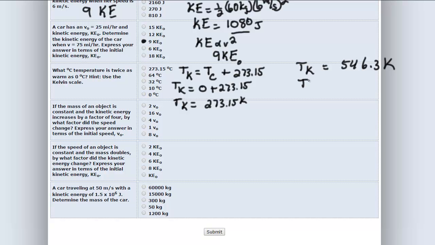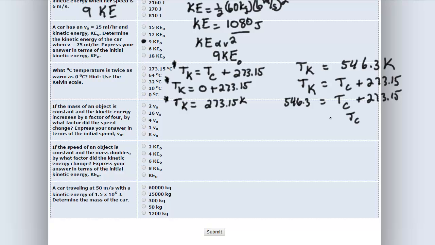We write down our formula. The temperature in Kelvin is equal to the temperature in Celsius plus 273.15. Just like we did here, we write our formula, plug in what we know, solve. We plug in what we know, 546.3 is equal to the Celsius plus 273.15, and we're going to get a Celsius temperature equivalent of 273.15 degrees Celsius. This temperature is twice as warm as 0 degrees Celsius.